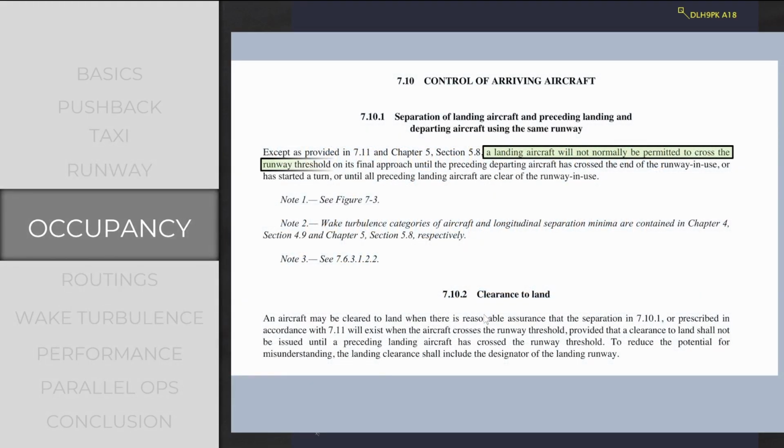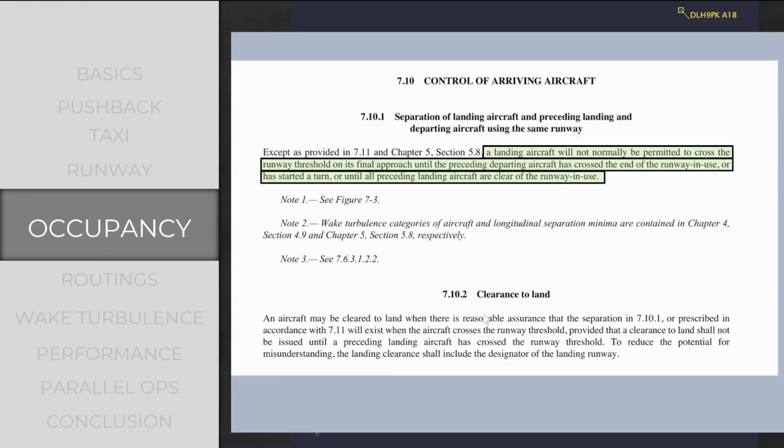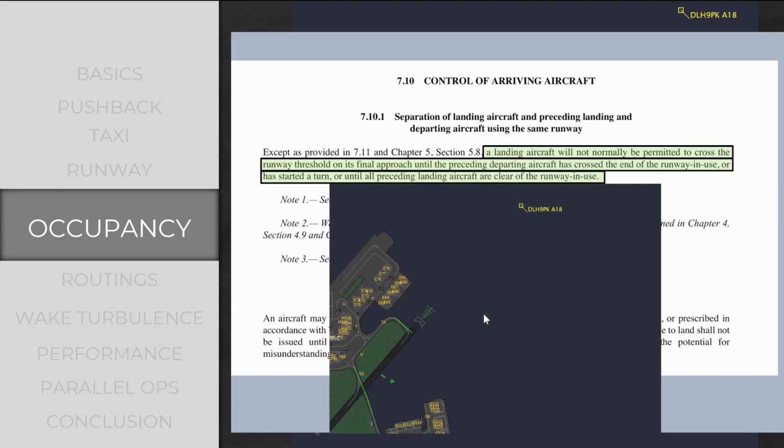So look, a landing aircraft will normally not be permitted to cross the runway threshold on its final approach until the preceding departing aircraft has crossed the end of runway in use or has started a turn, or until all preceding landing aircraft are clear of the runway in use. What does this really mean? This means that the clearance to land must be received by 50 feet, because that's where the runway threshold is.